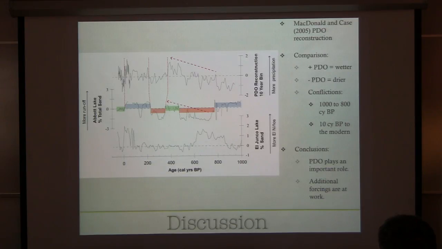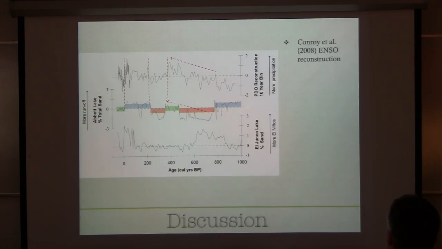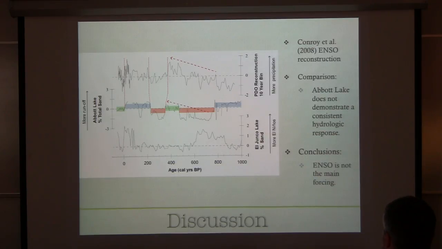That could be solar radiation, volcanic forcings, or ENSO, a wide variety of things, but we only focus on ENSO. If we look at ENSO, which is the bottom graph, we use the Conroy et al. 2008 reconstruction, based on a grain size record. But when we compared it, we saw that Abbott Lake was not consistently wet or dry with more or fewer El Niños. It varied and didn't necessarily make sense. So we say that ENSO is not the main forcing, which seems crazy because we hear about ENSO a lot.